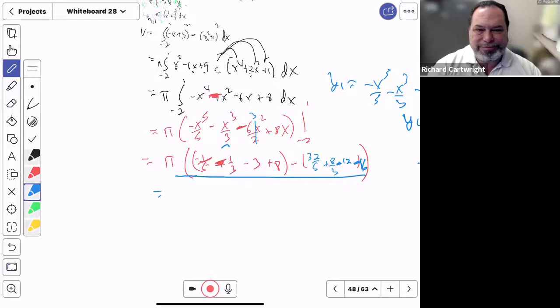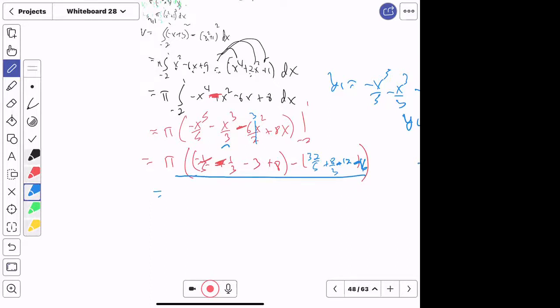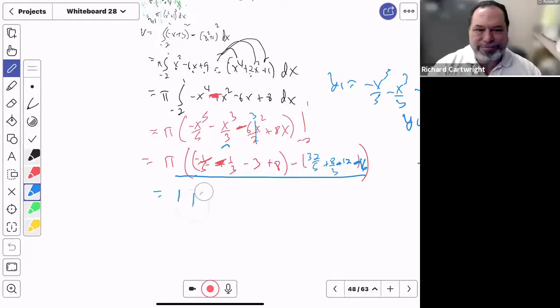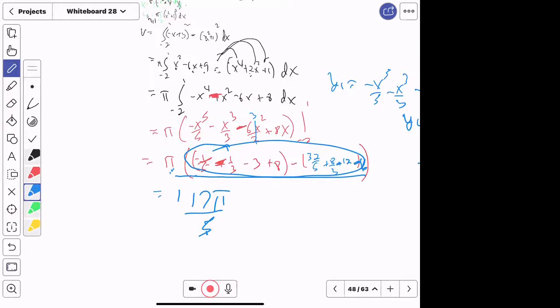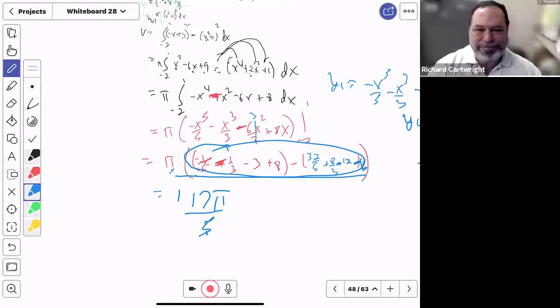Did anybody get an answer? 117 pi over 5. 117 pi. Did you do it all by hand? Because you kept the pi out. So she didn't key in pi. She typed all of this and got 117 over 5. Did you use a calculator or by hand? Calculator. How'd you get it as a fraction though? 117 over 5.